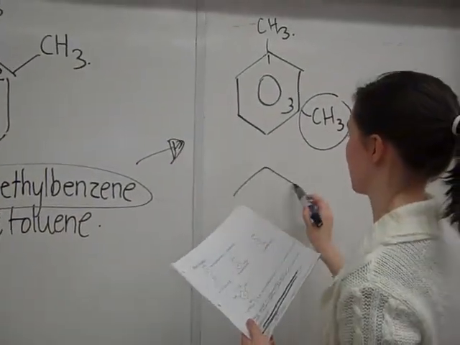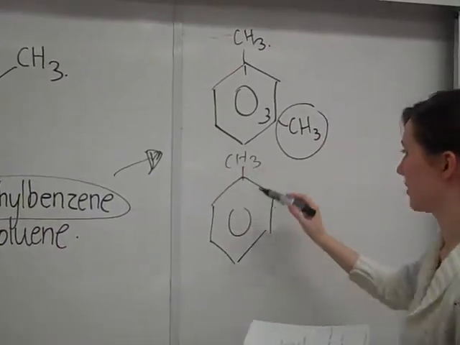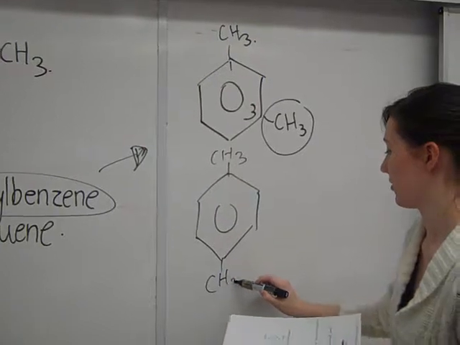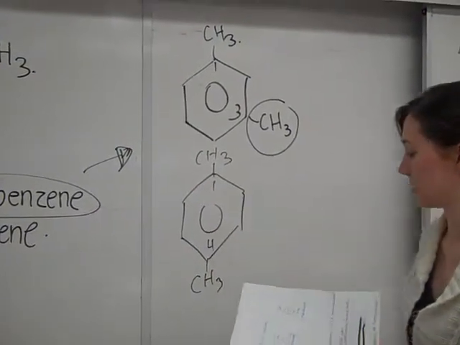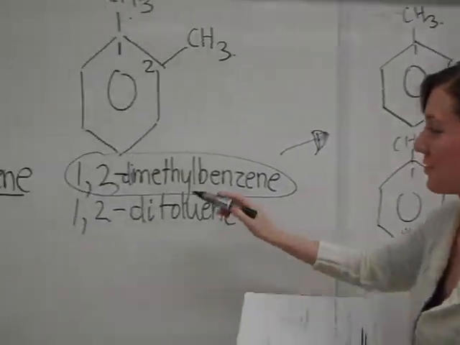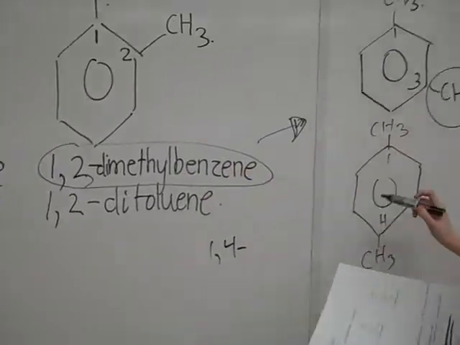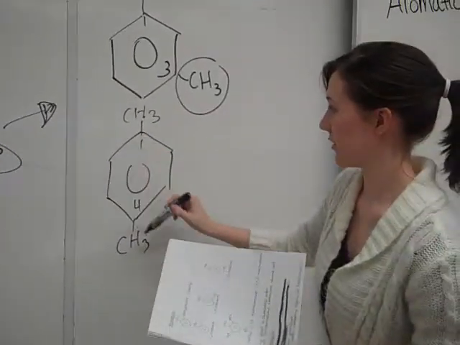And one last isomer. Nearly the same, using the same groups. So right now we're looking at the 1 and the 4 position on the benzene ring. And in this case, like you probably guessed, it's going to be called 1,4 dimethylbenzene, because we have the two methyl groups and they're on the benzene ring.